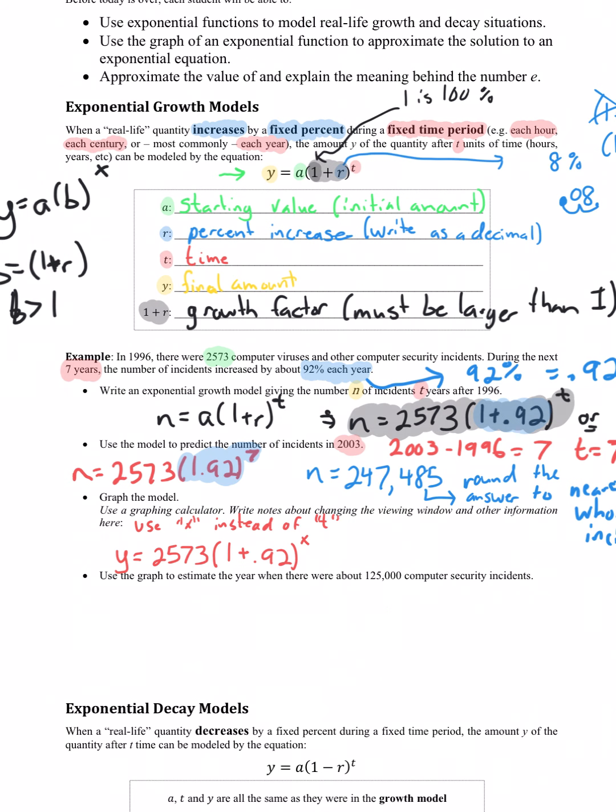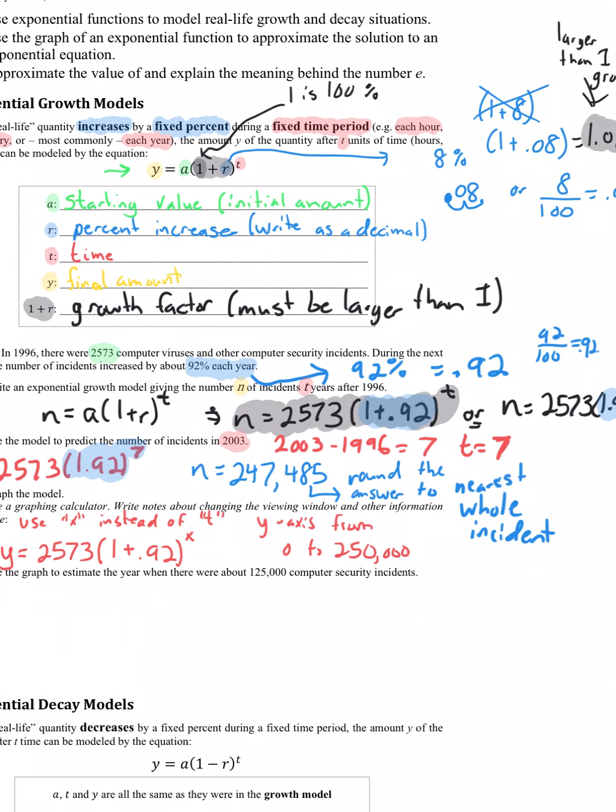That's perfectly fine. All right, so I'm going to switch screens now. I'm going to put Desmos on so you guys can see it, and we're going to graph this. It says write notes about changing the viewing window and other information here. I'd want to say y-axis from 0 to 250,000 to represent the number of incidents.